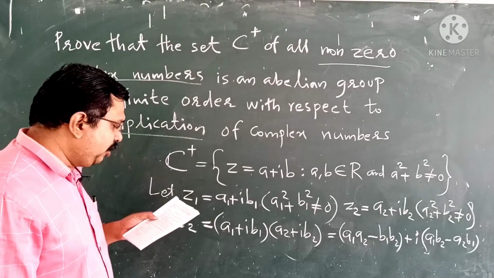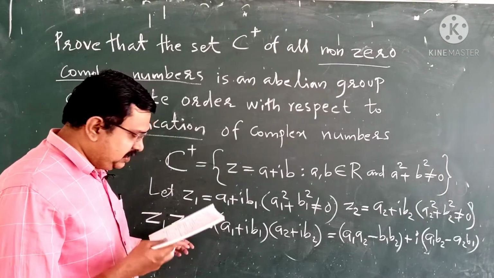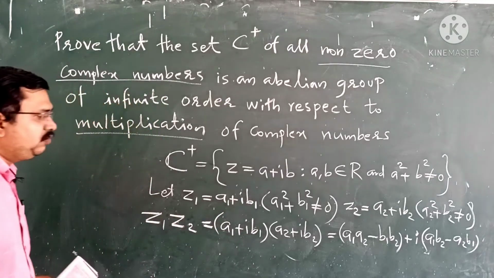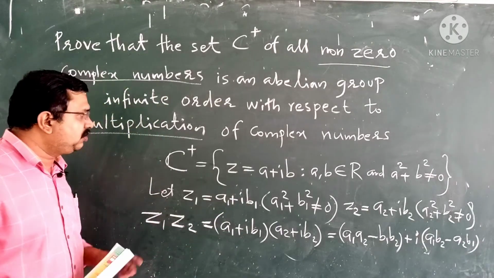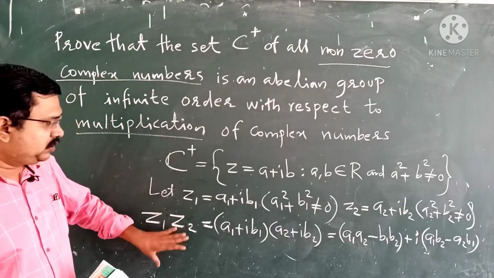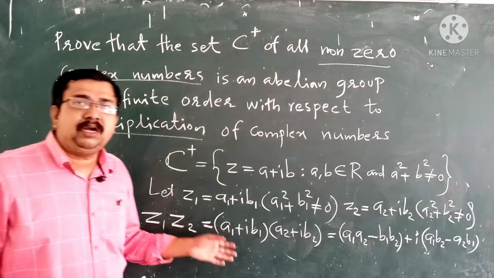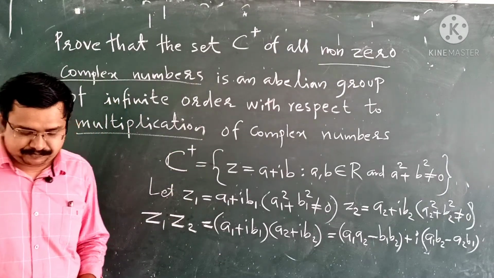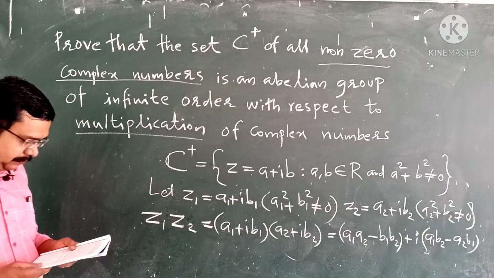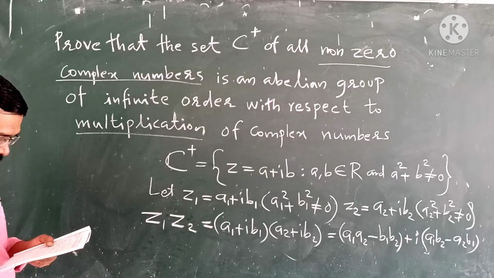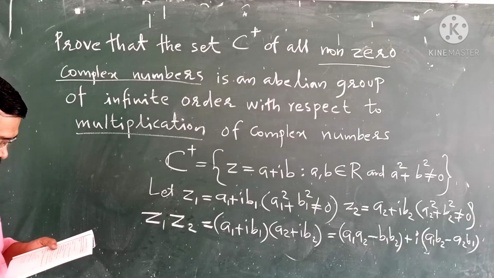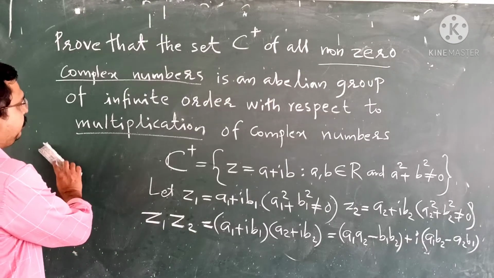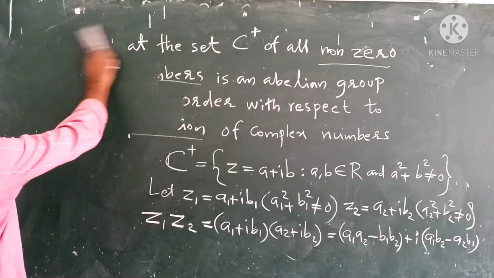Now it remains to show that Z1 into Z2 is non-zero. How to prove that Z1 into Z2 is non-zero? First you may write this solution. Then we can move to your next step. Please write down on your notebook. Okay, I am going to write the next step. Next step is, listen.